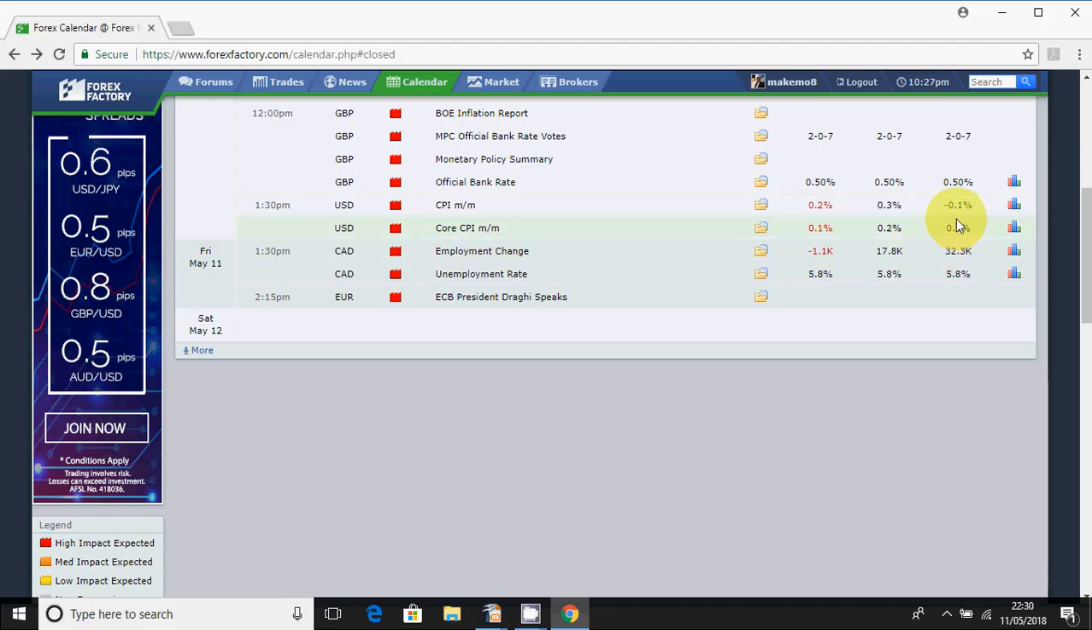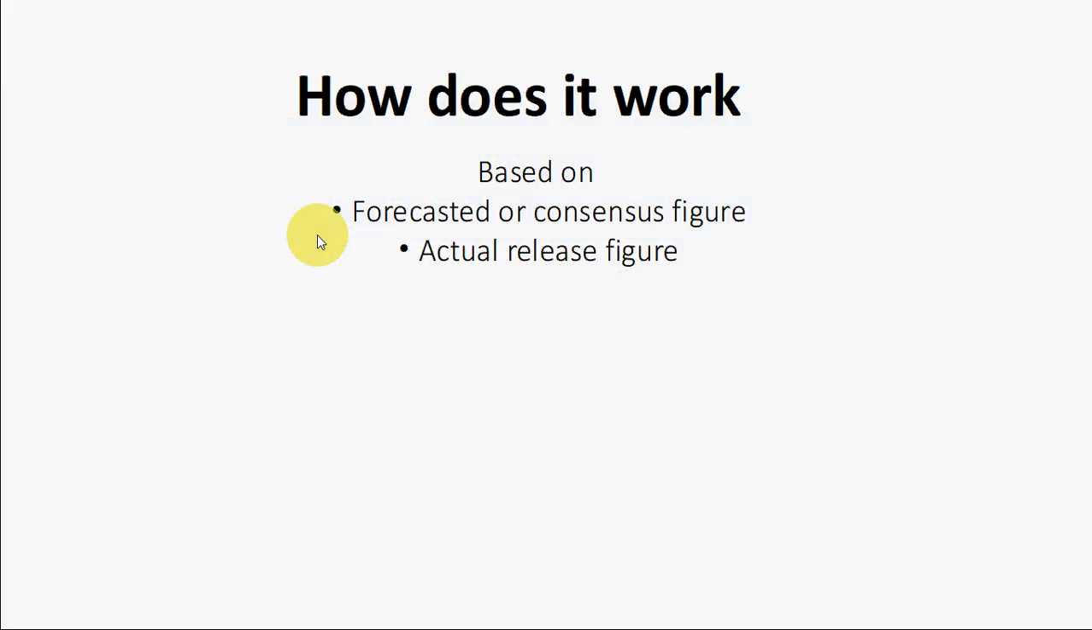So now we have previous number is 0.2%. We're still expecting 0.2%. That's the forecast, but it came out to be 0.1, right? So that's not good for USD. So you will see that US dollar will fall against major currencies and other currencies that are related to US dollar. So this is how it works, but we need to know how we can take the advantage of this information. So we go back. So this is how it works.